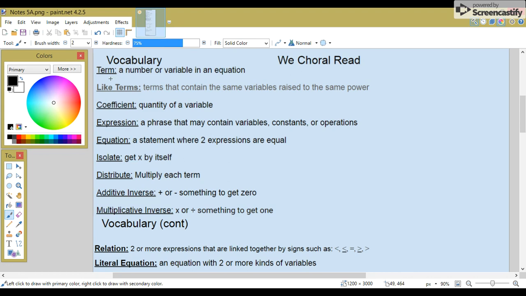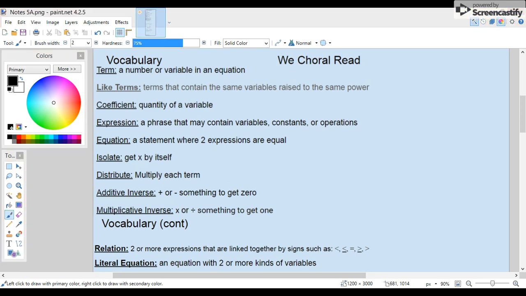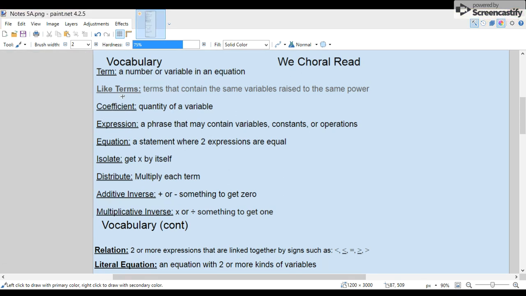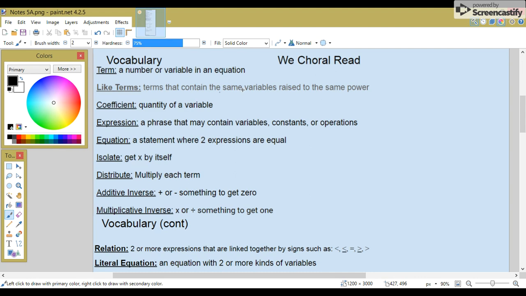Vocabulary. Term: a number or variable in an equation. Like terms: terms that contain the same variables raised to the same power. Coefficient: quantity of a variable. Expression: a phrase that may contain variables, constants, or operations. Equation: a statement where two expressions are equal. Isolate: get x by itself.